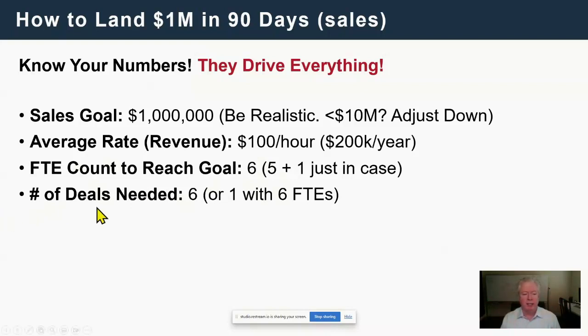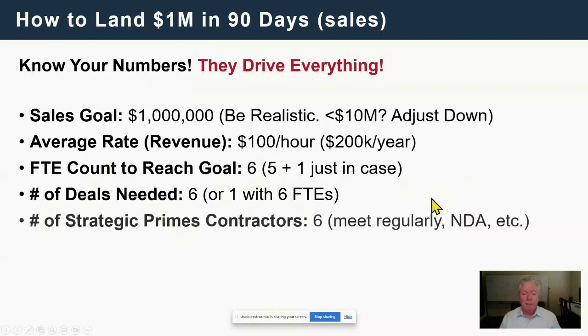So at this moment, when I say number of deals, it's 6. That's basically number of subcontracts that you land. As you continue to back up, how many prime contractors am I telling you that you need to have in place? You don't want 1, because then you're putting all your eggs in one basket. And what I'm saying is identify 6 strategic prime contractors.